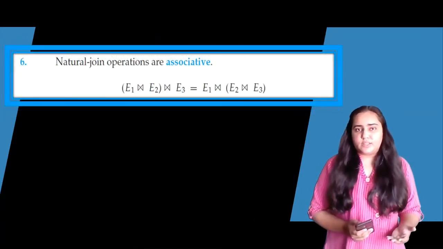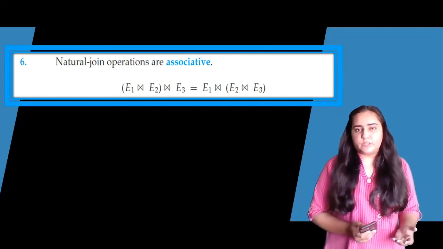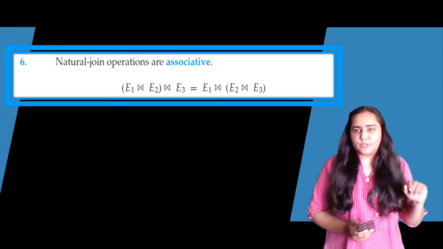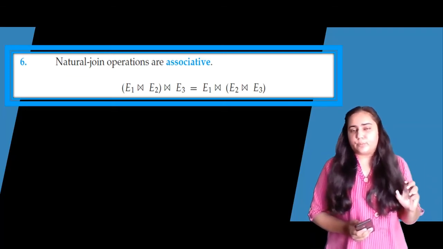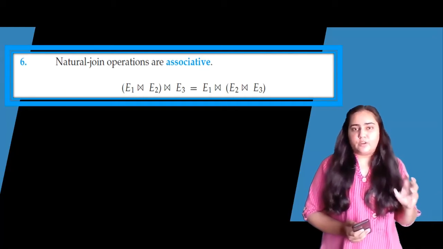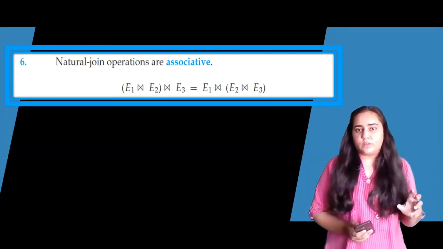The sixth rule says that natural join operations are associative. Associativity deals with the placement of brackets. It just tells you which operation is performed first and which is performed next, because of the priority given based on the braces that you put around those.